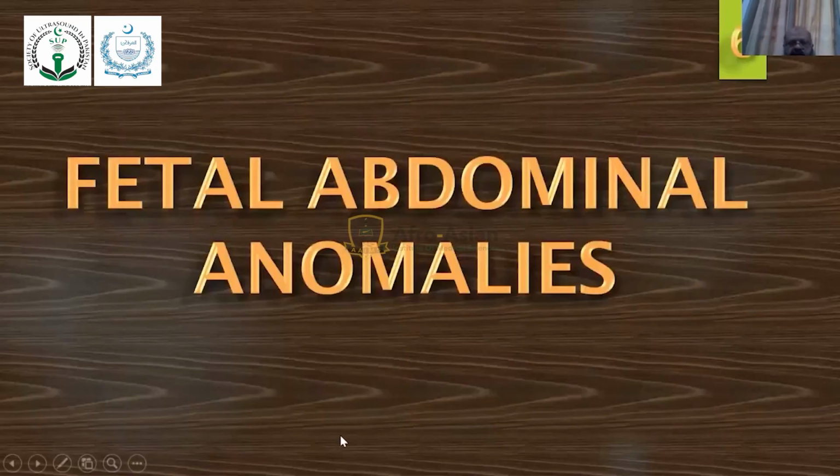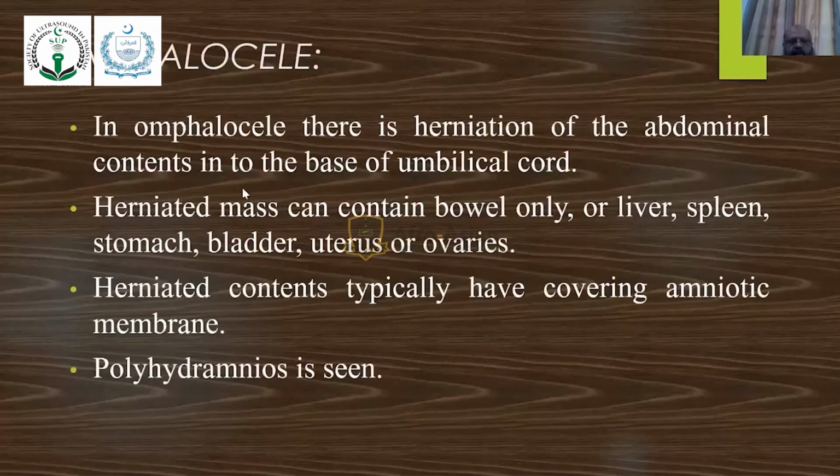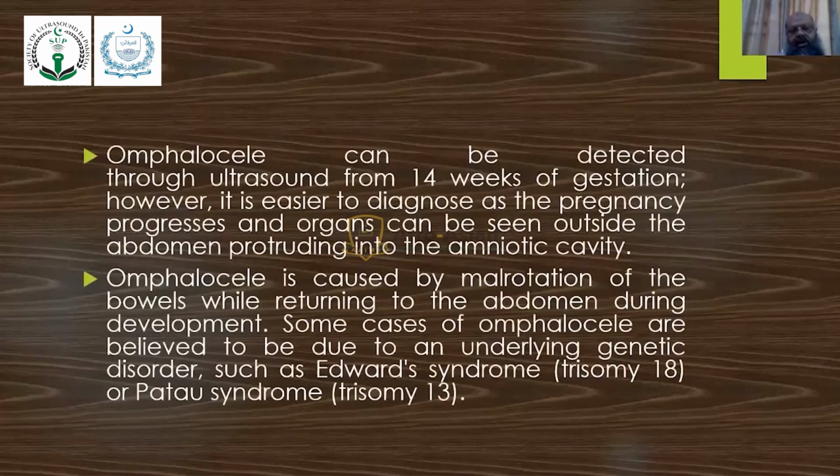The last thing is fetal abdominal anomalies. The main one is omphalocele, which is the herniation of the abdominal contents into the base of the umbilical cord. The herniated mass can contain bowel only, or liver and spleen, stomach and bladder, uterus and ovaries. Herniated contents typically have a covering amniotic membrane, and polyhydramnios is seen.